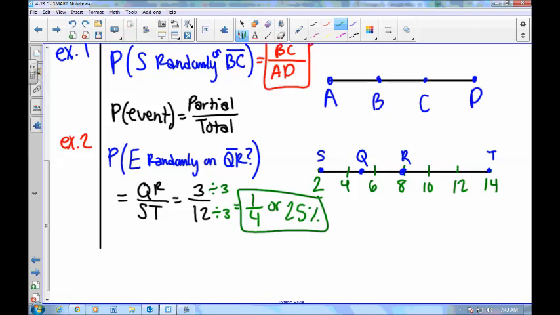25% chance. So what's the probability that it will not land on QR? Excellent. So that's the complement. 75%. Is this making sense now that we threw numbers in it?